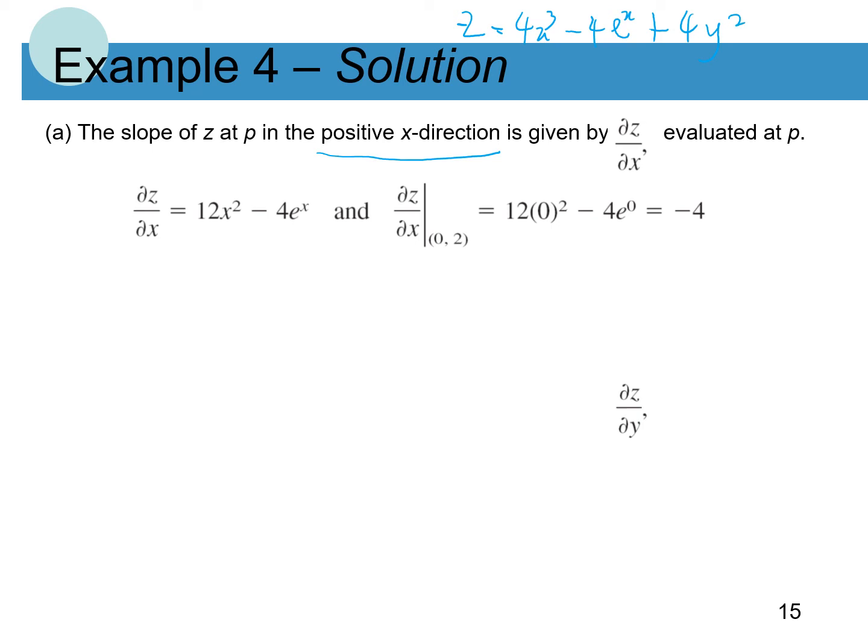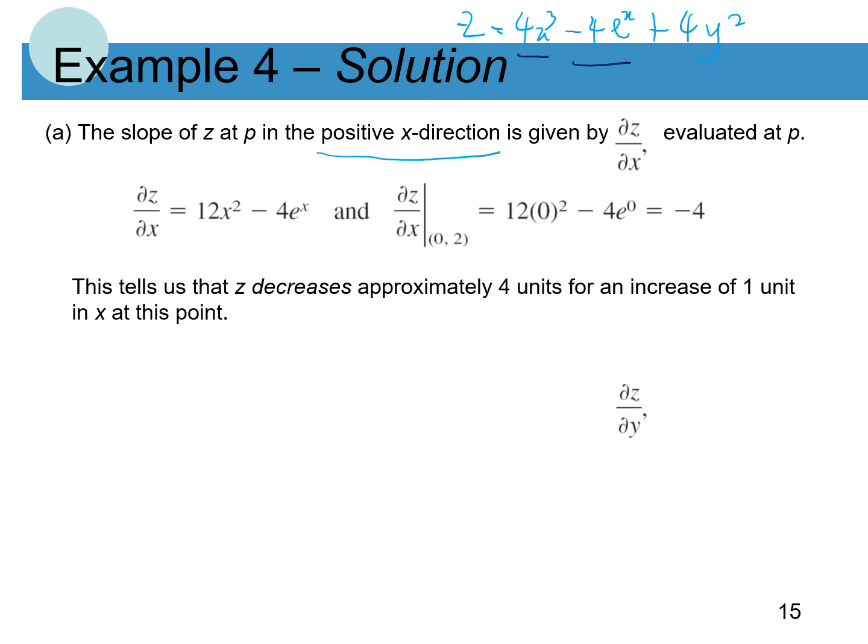Therefore, in order to find dz over dx, we focus on differentiating the terms that have x, that is 4x cubed and 4e to the power x. The derivative of 4x cubed is 12x squared, then the derivative of negative 4 e to the power x is negative 4 e to the power x. And this can be denoted as dz over dx at the point (0, 2). Therefore, we can substitute x by 0 here, and find that this is equal to negative 4.